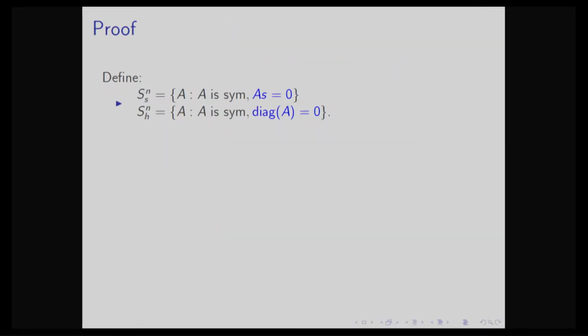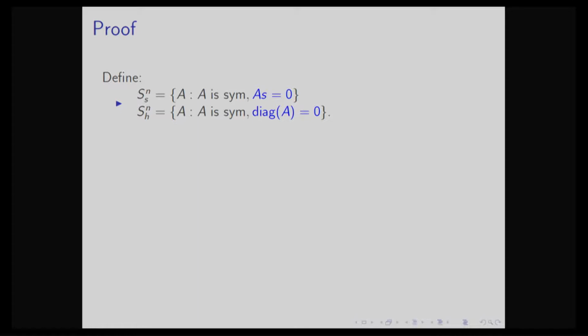Okay, so the proof is very simple for this, so I'm going to give the proof. Here, let's define two subspaces of the space of symmetric matrices. The first space is usually called centered matrices. These are the set of all symmetric matrices S such that if you multiply A times S, you get 0. And the second subspace is all symmetric matrices whose diagonal is 0.